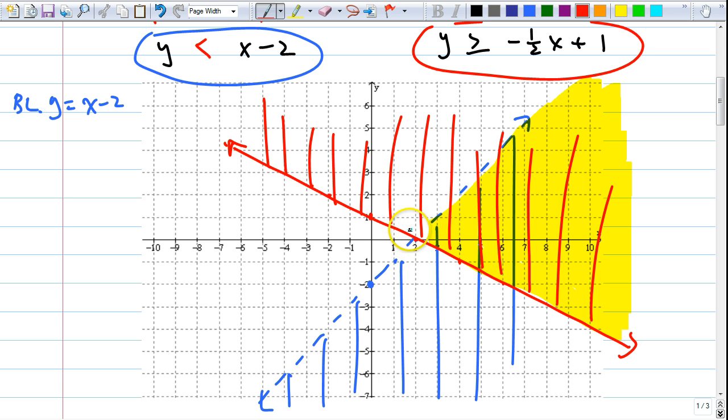Do you guys understand? Yes, Sarah. What if both were dotted? Then there's nothing to think about. It's not a solution for either of those two, so of course it's not a solution.